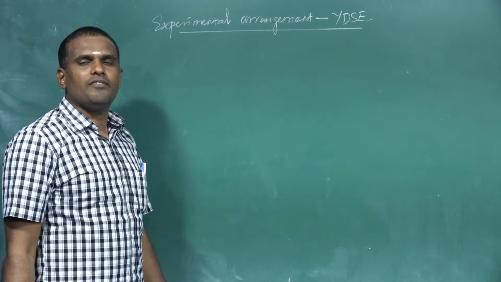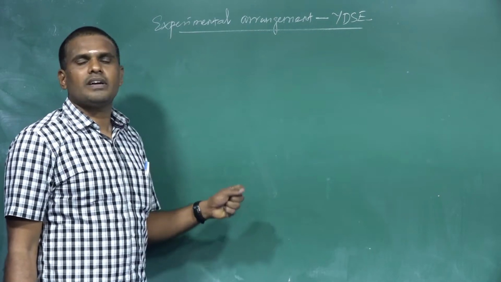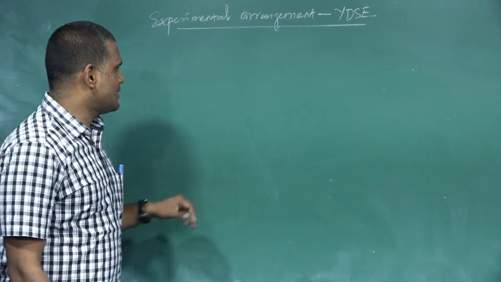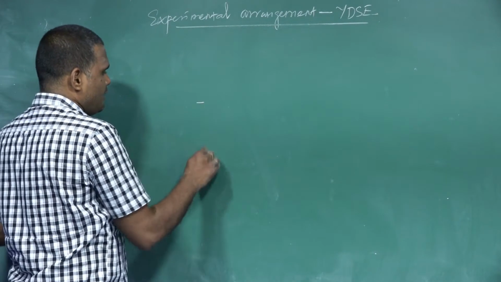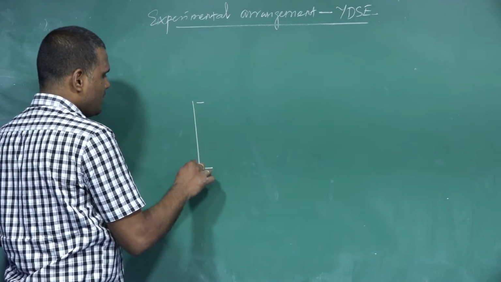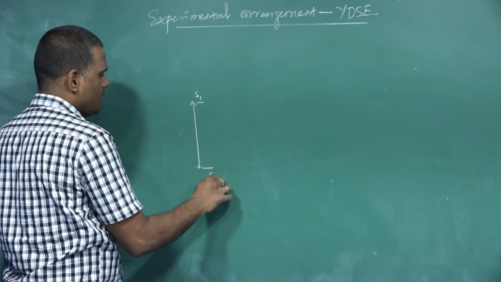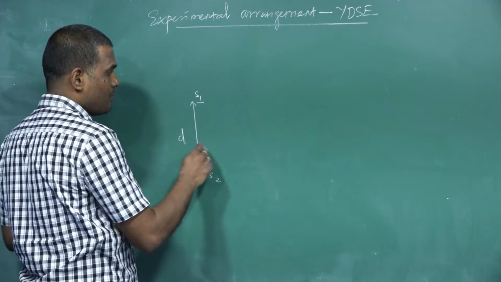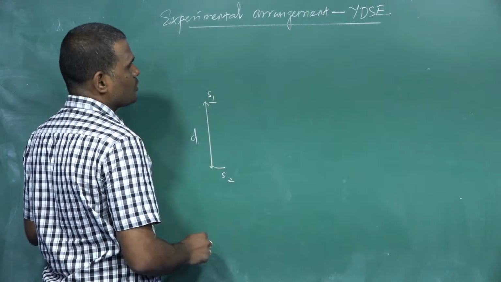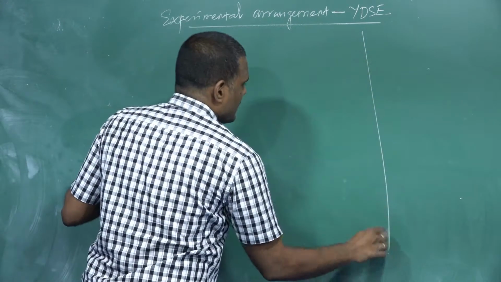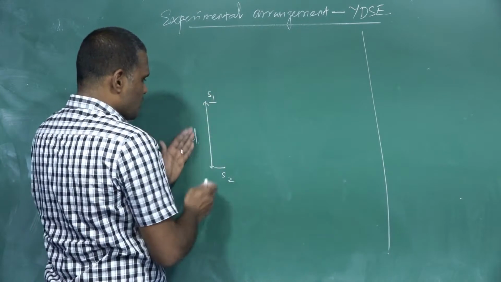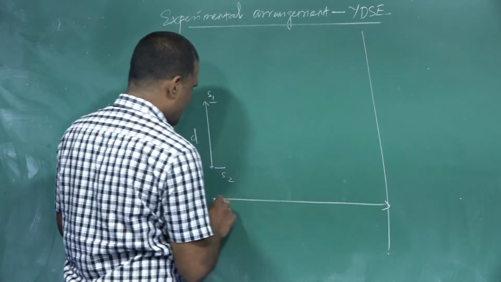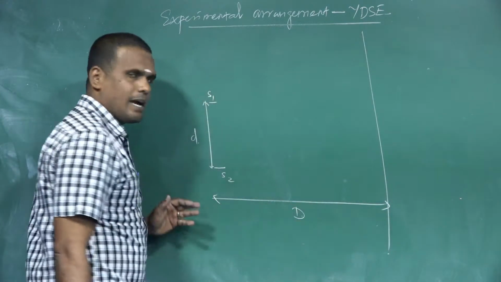The schematic diagram for the arrangement of Young's double slit experiment is discussed here. Let us say d is the distance of separation between the two slits S1 and S2. A screen is placed parallel to the two slits at a distance capital D.